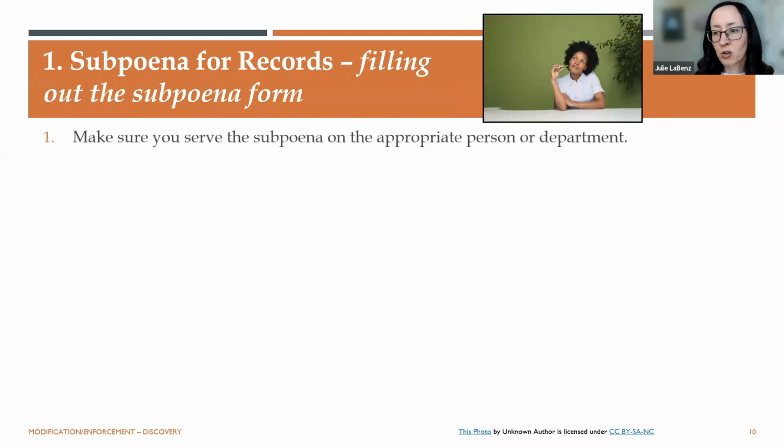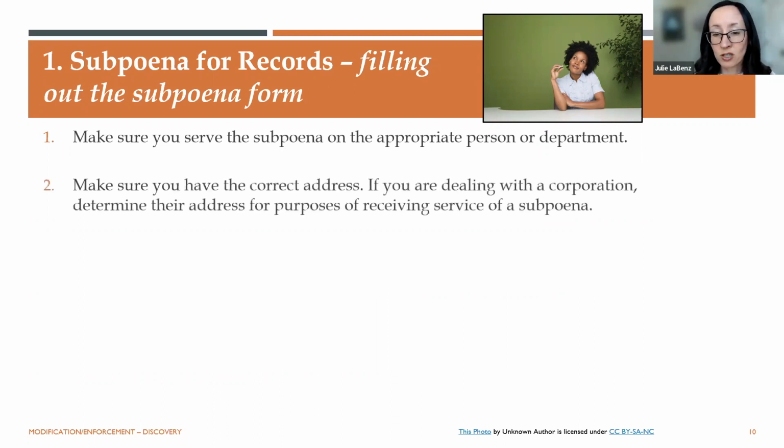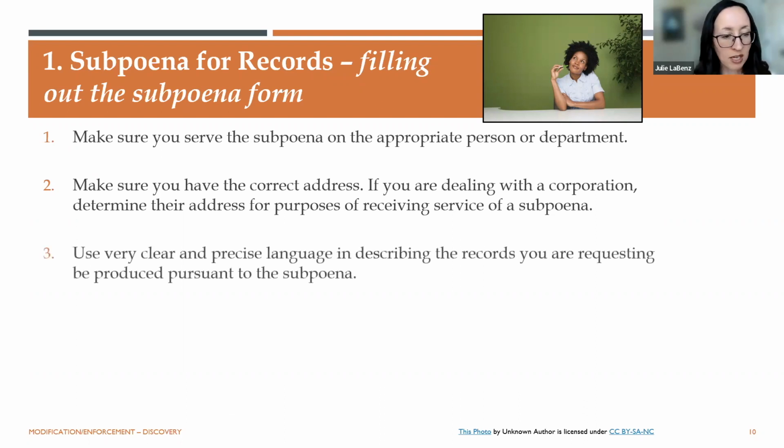Now I'm going to go over Maricopa County's standard subpoena form, and here's some things to keep in mind when you're filling that form out. Make sure you identify the appropriate person or department to address the subpoena to. Make sure you have the correct address. If you're dealing with a corporation, determine their address for purposes of receiving service of a subpoena. Some big corporations like credit card companies, they have a specific subpoena department with a separate address to mail the subpoena to. So make sure you have the correct address for where you want to send the subpoena.